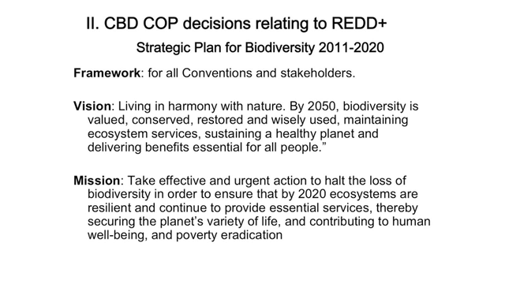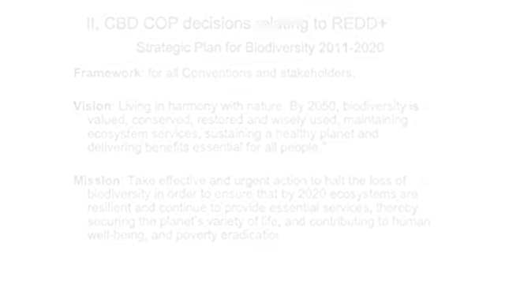Then 2 years later, in 2010, at our last COP, the CBD adopted a new strategic plan for biodiversity for the period from 2011 to 2020. That has generally been considered as the most important outcome of the last Conference of the Parties. And that strategic plan is not only a plan for the CBD convention, but it's considered a framework for all biodiversity-related conventions and for all stakeholders in the field of biodiversity. The plan has a vision to live in harmony with nature by 2050. It has a mission to take effective and urgent action to halt the loss of biodiversity in order to ensure that by 2020 ecosystems are resilient and continue to provide the essential services on which we all depend. But at the core of the strategic plan are really 20 targets, the so-called Aichi targets. And these targets are ambitious but realistic.